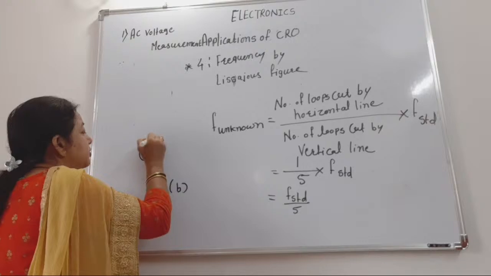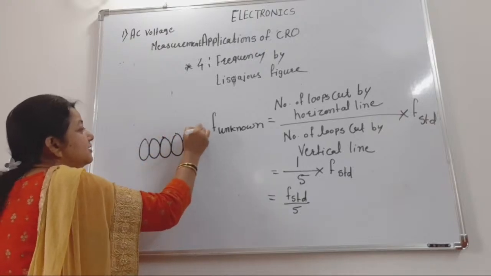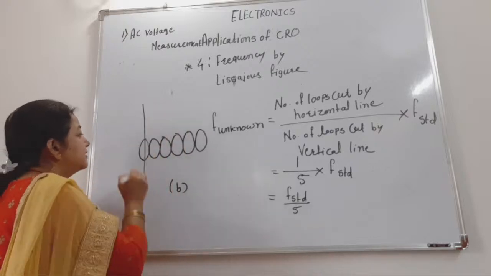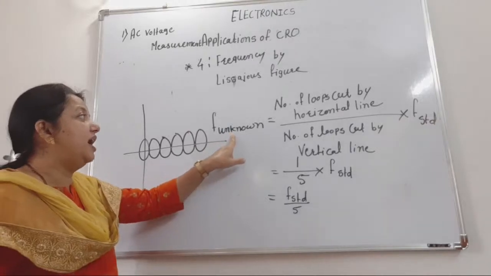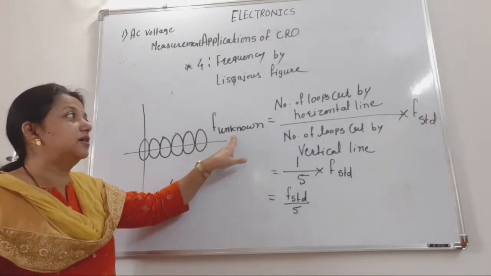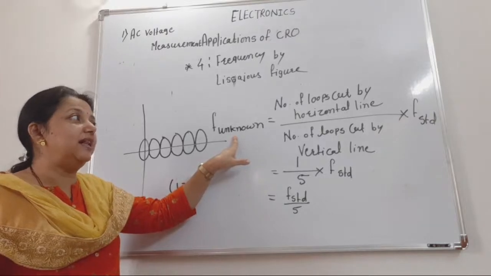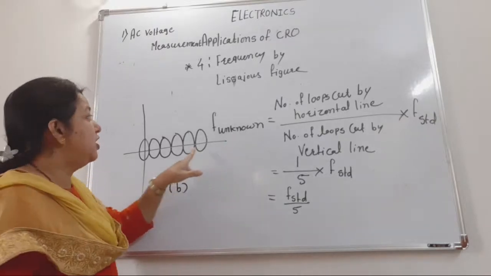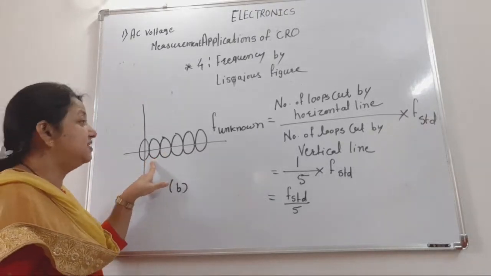So the Lissajous figure nature is like this. At that time, again a similar formula: f unknown is equal to the number of loops cut by the horizontal line upon the number of loops cut by the vertical line, multiplied by f standard. Now what is the present situation for this Lissajous figure?